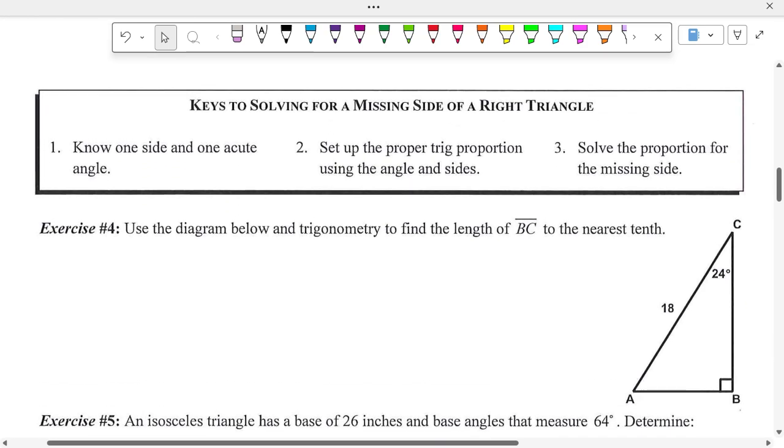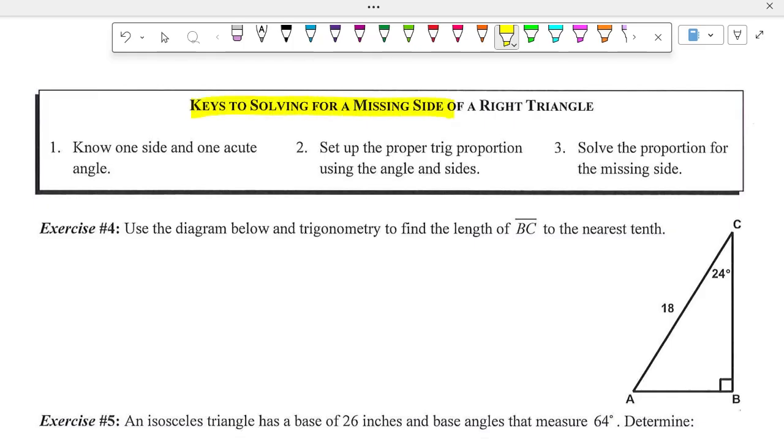So here's kind of the key steps for solving for a missing side of a right triangle. First, you absolutely need to know what one side is and what one acute angle is. If you don't, you can't solve. We're going to set up the trig proportion using the angle and sides. And the way we pick the trig is based off of the position of the given sides.